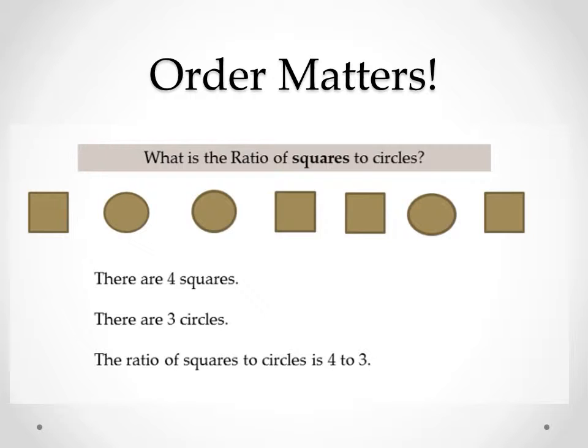Now the second idea is that the order matters. In this problem, we are looking at the ratio of squares to circles. So there are 4 squares and there are 3 circles. Since the question asked us for the ratio of squares to circles, we need to list the number of squares first. So the ratio of squares to circles is 4 to 3.